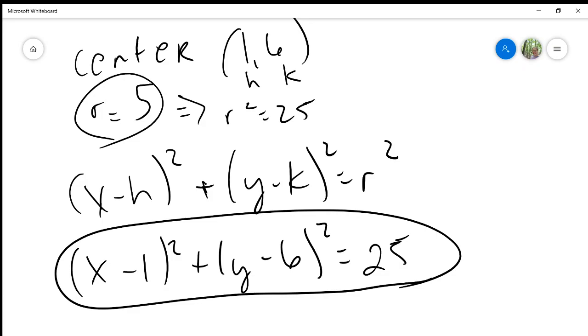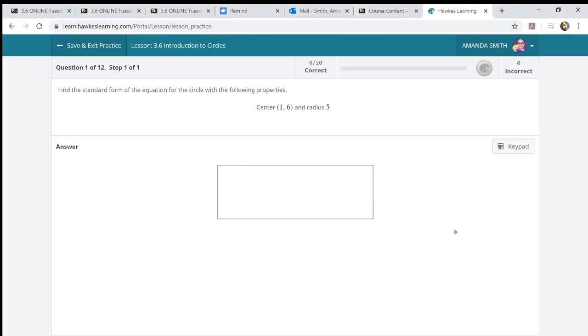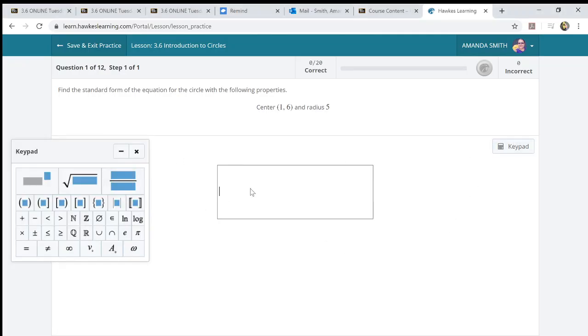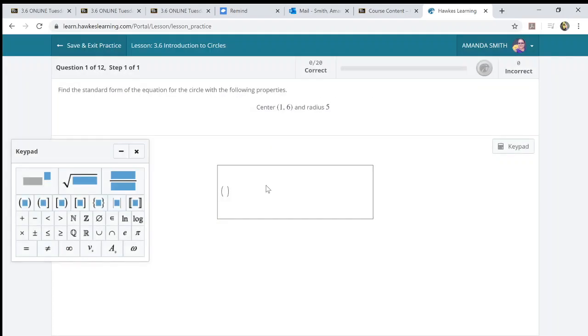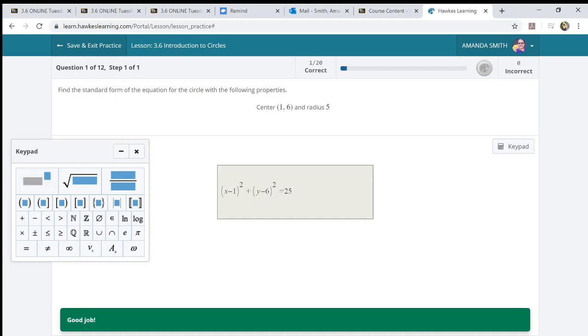Now, let's go back to Hawks. Let's type this in. We will have to use the keypad in order to do this. So we'll start out, well, not that button. We will start out with a parenthesis, and we will say x minus, in this case, 1. And then we have to square that part. And then we will come down and we will say, okay, plus y minus, in this case, 6. And then, of course, we will need to come out of there and square this as well. And we took the number 5, we squared it, and we got a 25. And so we submit, and there is our standard form equation. No big deal.